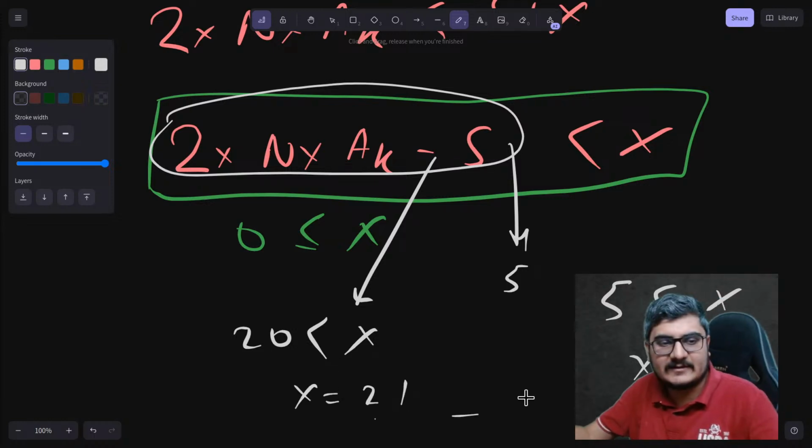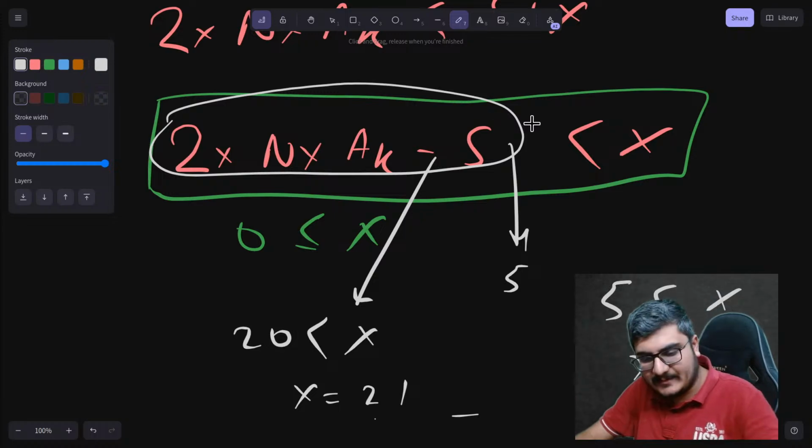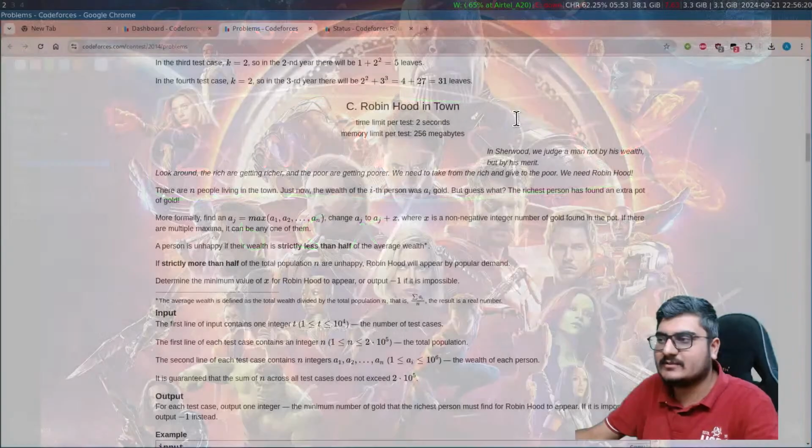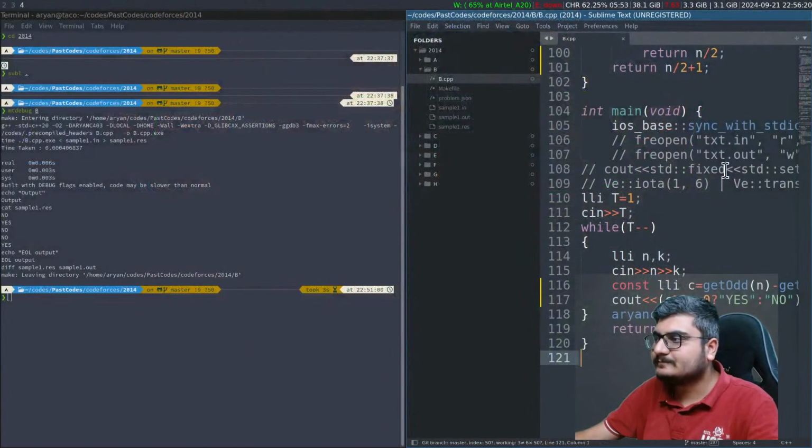And this is the main idea here. A bit of mathematical manipulation was required over here, and essentially that ends up being the solution. Any questions on this problem?